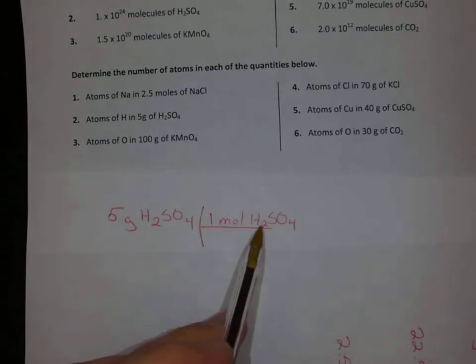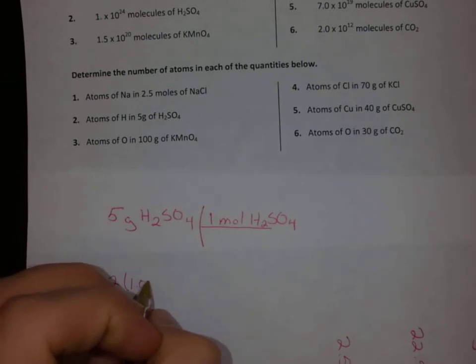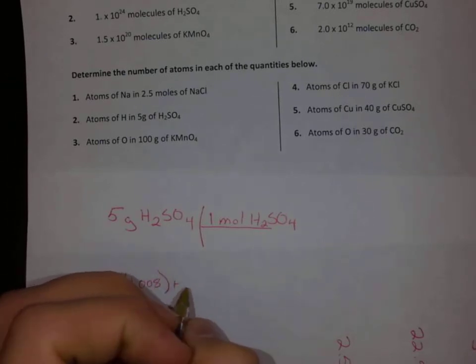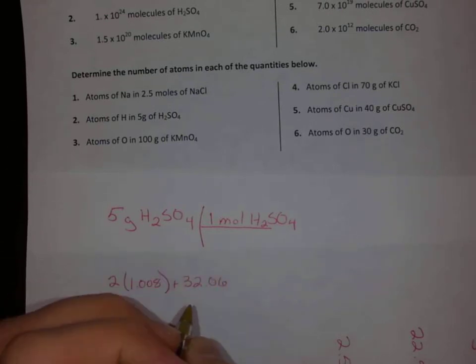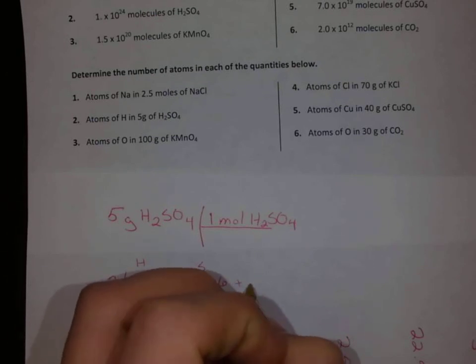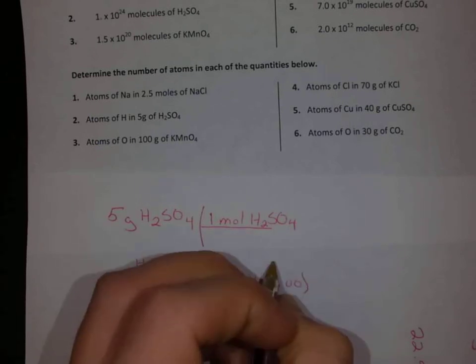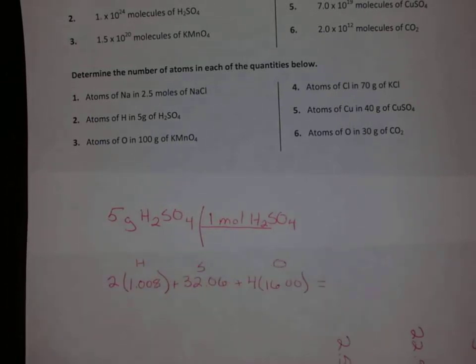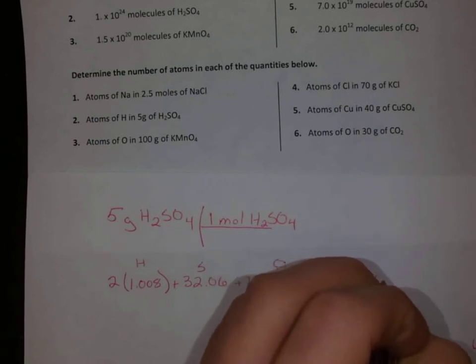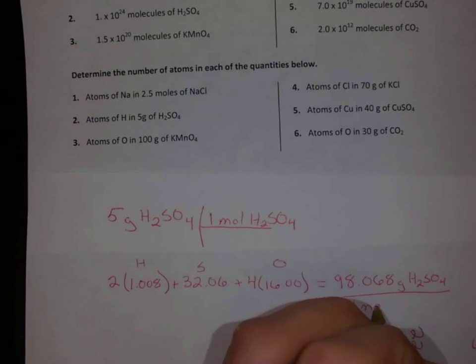For my H2SO4, I need to get my molar mass. So I'm going to do 2 times the molar mass of hydrogen, that's 1.008, plus sulfur, which is 32.06. So that's hydrogen, that's sulfur. Now I need to get oxygen. Oxygen is 16, but I have 4 of them. So 4 times 16.00, that's my oxygen. That's going to give me 98.068 grams of H2SO4 per 1 mole of H2SO4.